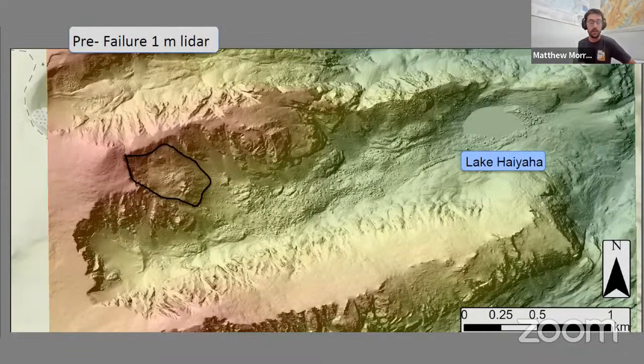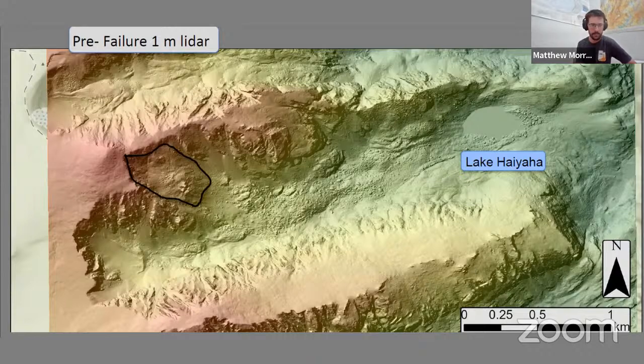We were really lucky. There's 1 meter LiDAR that was flown before the failure took place. So this is that LiDAR data set from, I think, 2019. And the landslide is basically this landform. So within the black line is the area that failed catastrophically in 2022. And the name Chaos Canyon comes from these large boulders that might be remnants of other landslides potentially.